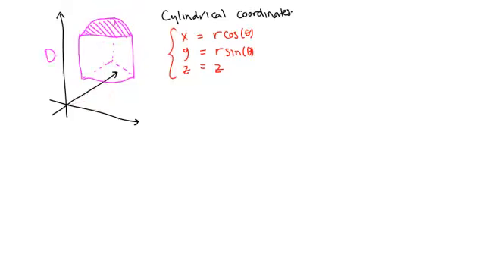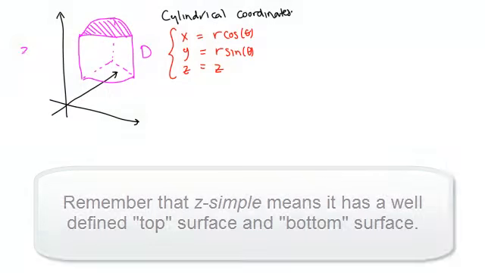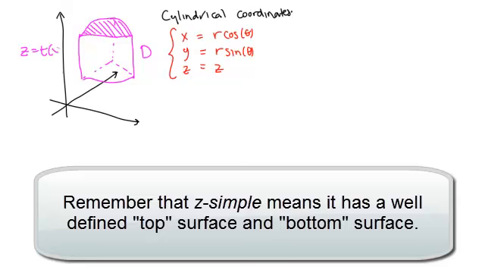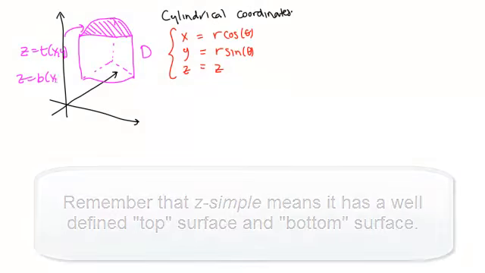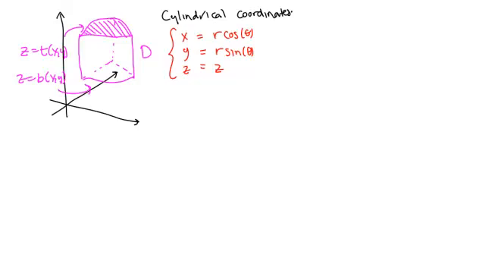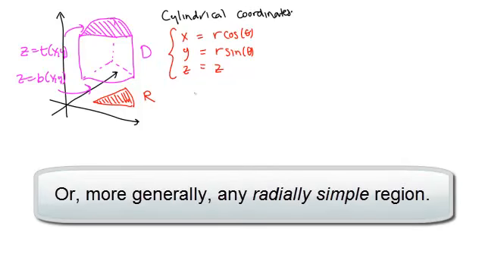Imagine we had some z-simple domain. So there's a top equation z equals t of xy, a bottom equation z equals b of xy, and we're looking at the set of all points between those two. But let's say that the domain R over which this is being plotted, the projection down in the xy axis, is something that makes far more sense to describe in polar coordinates. Say it's a sector of a circle. This would mean that it might be useful to describe the region D in terms of its cylindrical coordinates.